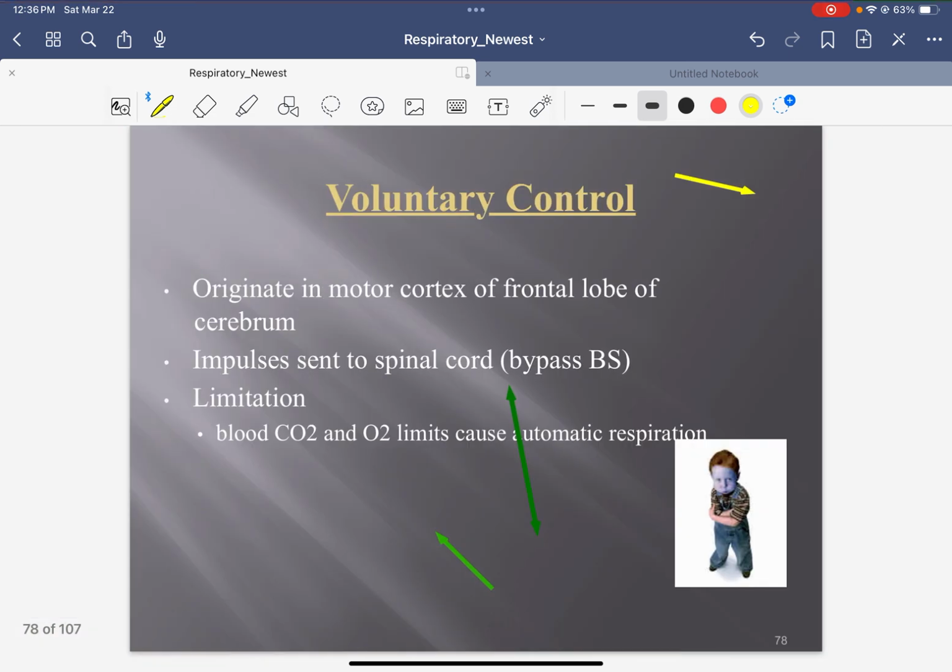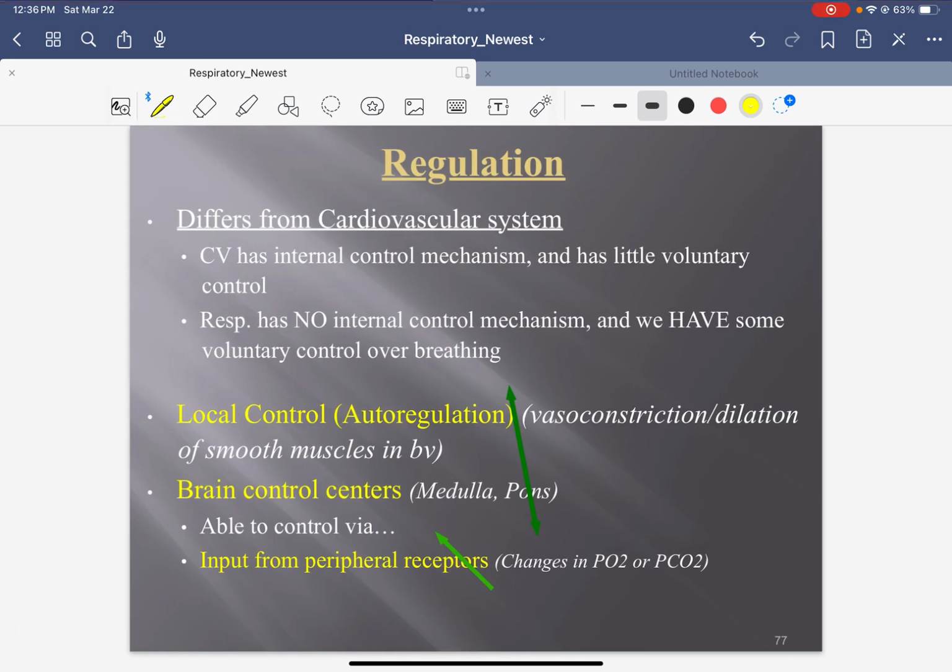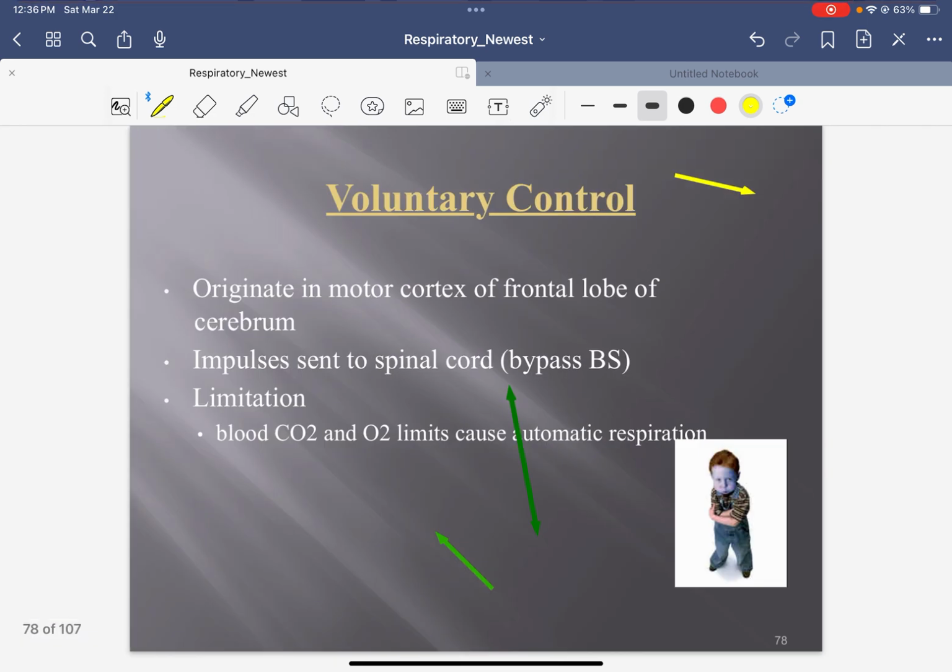Regulation of the respiratory system. Again, I apologize for all the arrows. There's something unique about the respiratory system. We have some voluntary control that is not the same for the heart. If I tell you right now, stop your heart, you can't do it, nor do I want you to. If I tell you to stop breathing, you can. So we have some voluntary control.